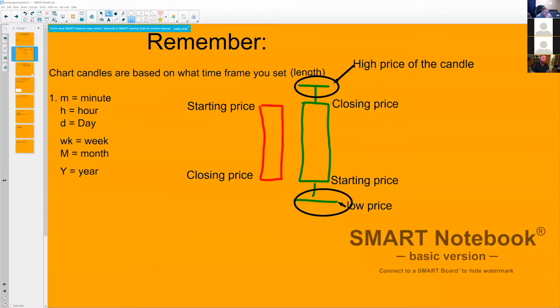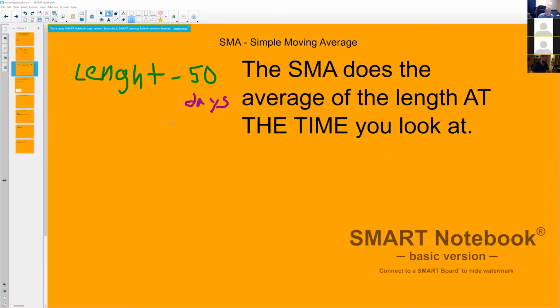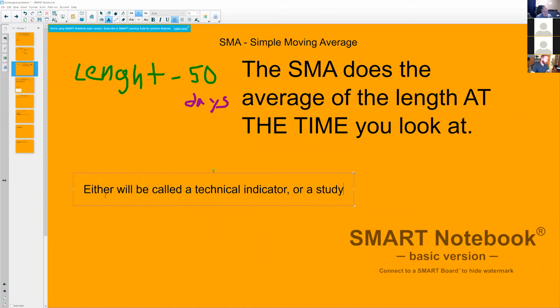So this is the first thing that we're going to add to our charts. If you have Thinkorswim, you're going to see how this is done. If you use another broker, all the stuff is essentially similar, not exactly the same, but the terminology is there. This is what you would call either a technical indicator, and I'm going to type that, or a study.